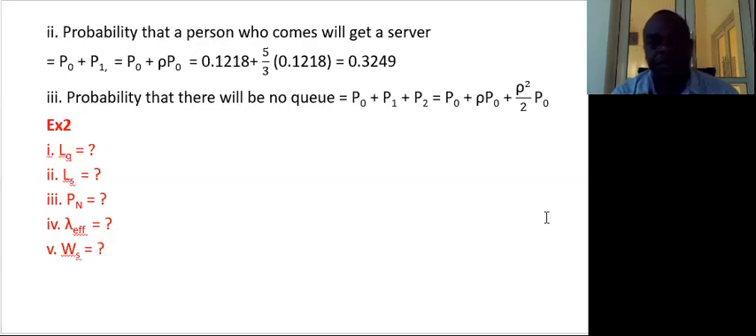So with this, we'll come to the end of queuing models. We come to the end of the discussion on the behavior or the performance of queuing systems or queuing models.